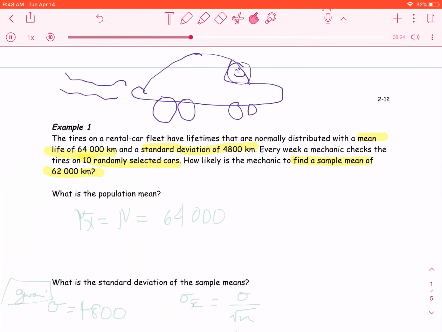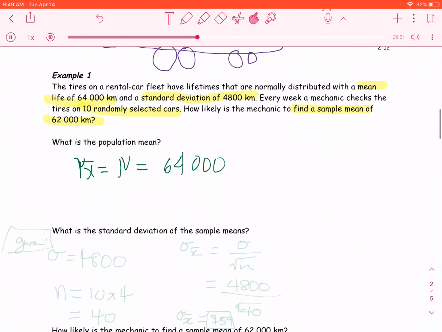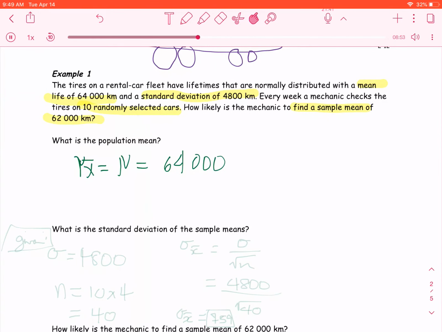What is the population mean? Remember, our population mean is given to us: 64,000 kilometers. Our sample mean is going to represent our population mean, the sample that we're choosing. And in that, we are given a mean of 64,000 kilometers.